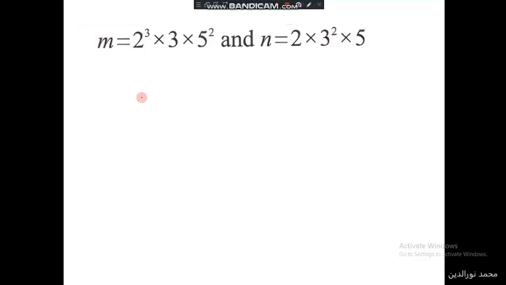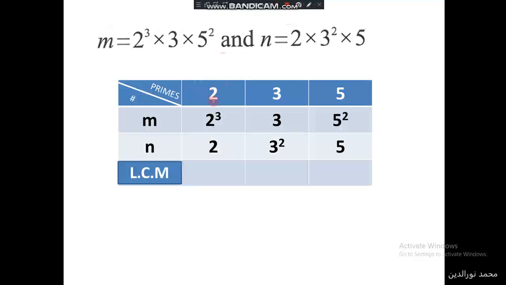So we have the same numbers M and N. Let's draw the table, and the primes are 2, 3, and 5. As we said before, we take each one with the highest exponent. So we circle 2 to the power 3, 3 squared, and 5 squared. And we write them here: 2 power 3, 3 power 2, and 5 power 2.